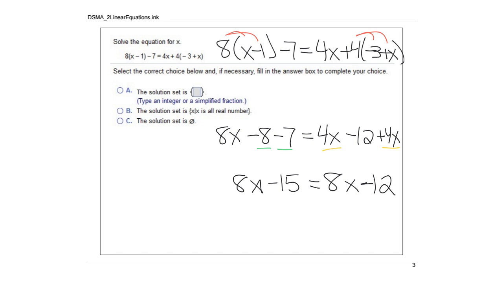I like to move the x's. So I'm going to subtract 8x from this side. But when I do that, and I subtract 8x from this side to be balanced, look what happens. My x's go away again. And I end up with negative 15 equal to negative 12. If you moved the constants or the numbers first, you would get 0 equals 3. Still a problem, right? Either way, it's a problem.